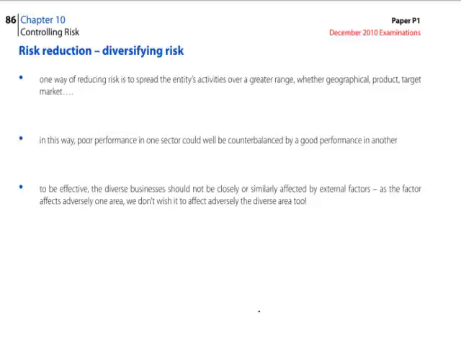Some audit firms may say, well, although we're trying to concentrate and focus on only large audits, would it not be sensible to have a department for small audits? That will diversify the risk of losing one of your major clients. You've got some small audit jobs which are still generating bread and butter income. So one way of reducing risk is to spread the entity's activities over a greater range: geographical range, product range, target market, aiming for different groups of customers. In this way, poor performance in one sector could be counterbalanced by good performance in another.